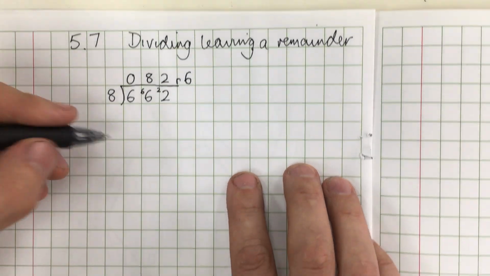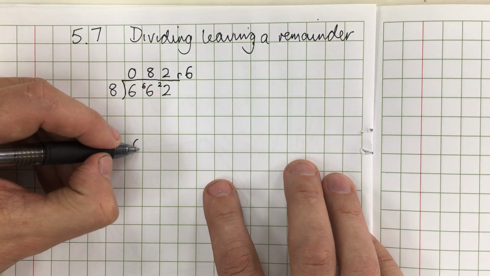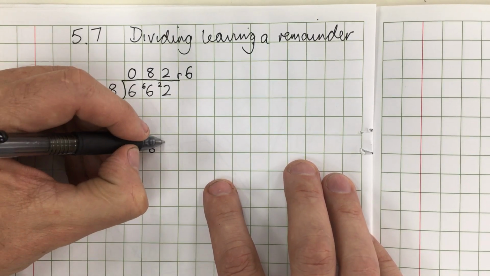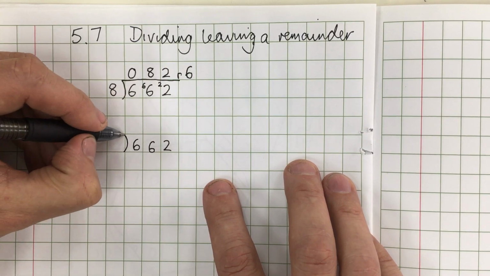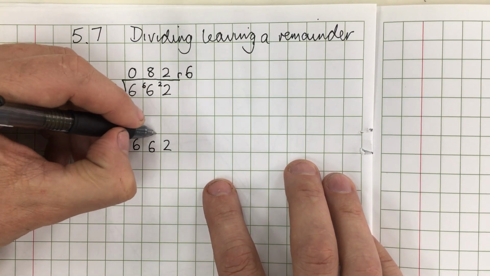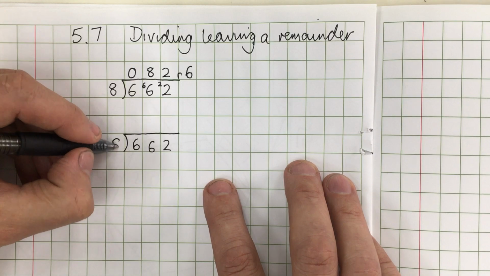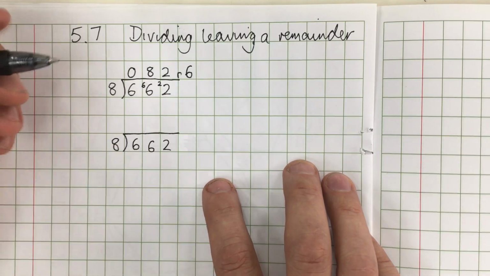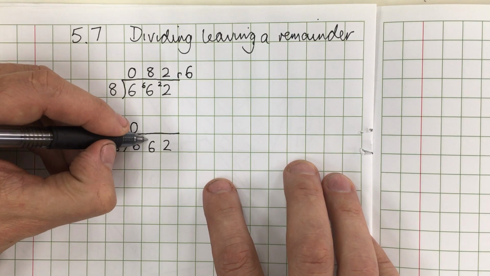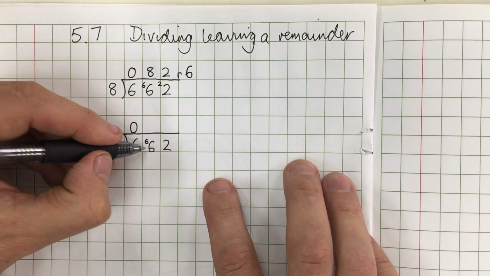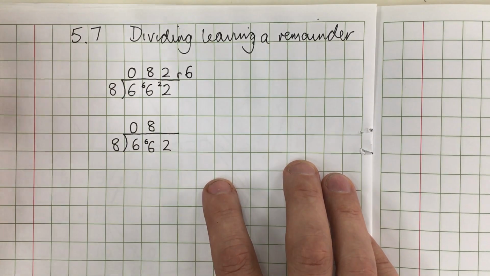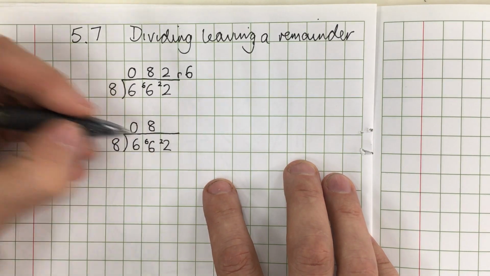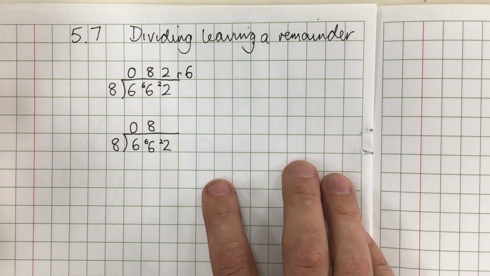Now I'm going to show you another method below which deals with the remainder but gives a decimal remainder. So it's the same method as before. How many 8s are there in 6? None. How many 8s are there in 66? 8 8s are 64. There's a remainder of 2. How many 8s are there in 22? Well, 2 8s are 16.